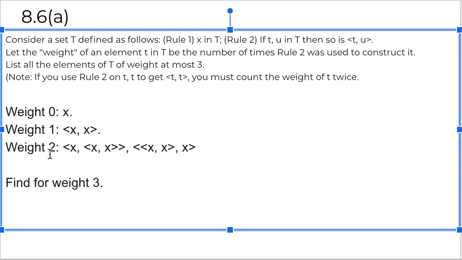The next one is weight 2. Now (X, X) is in the set, right? So now you have (T, U) is in T, so this becomes (X, X, X), and also the other way around. If (T, U) is in the set, then (U, T) is also in the set. So this is solved with weight 2. Just try to answer for weight 3 here, right? That's the first thing for you.